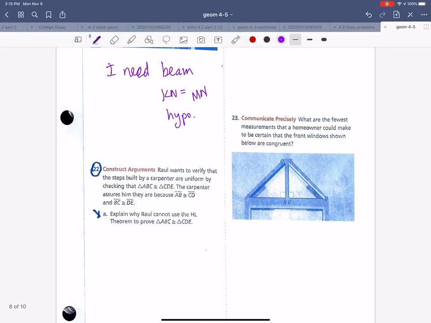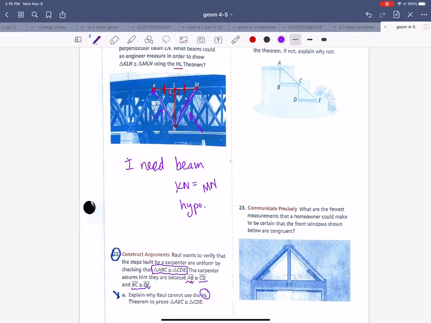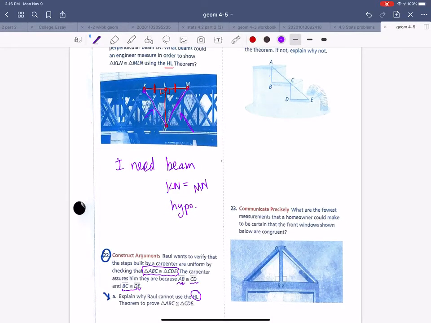Okay. In 22, it says, Raul wants to verify the steps built by a carpenter are uniform by checking that these triangles are congruent. The carpenter assures them they are because length AB and CD are congruent and BC and DE are congruent. Explain why Raul cannot use HL to prove that. Let's take a look at the picture up here in the top corner. The carpenter has given that AB and CD are equal, and BC and DE are equal. Notice those are not our hypotenuses.